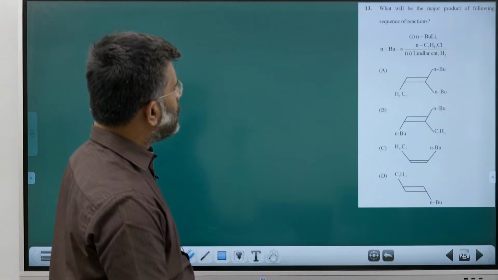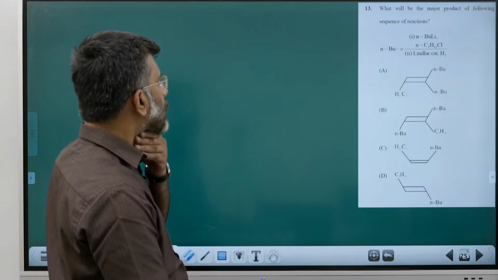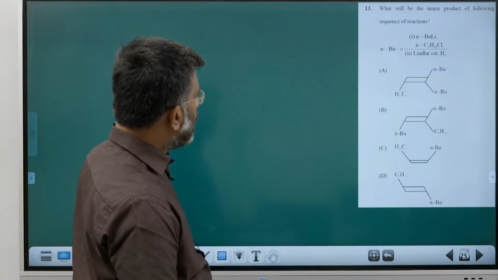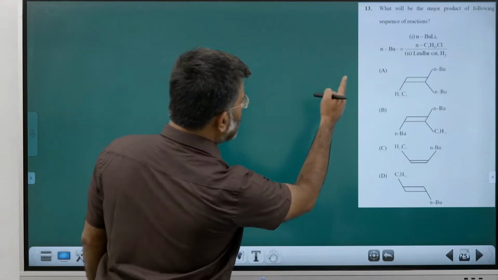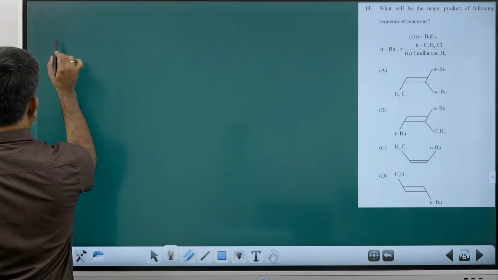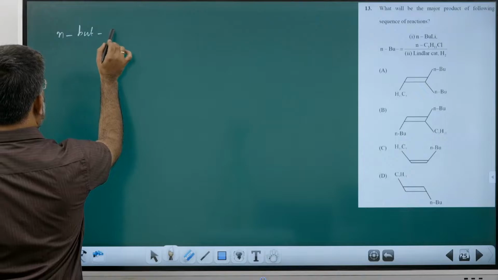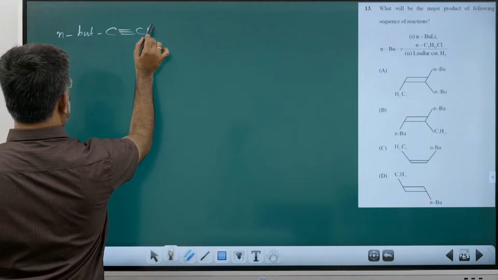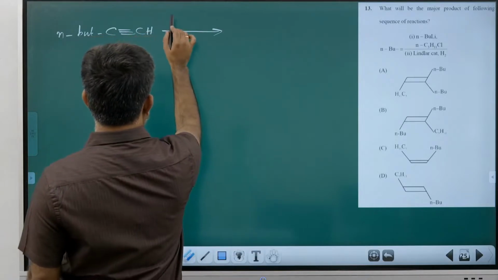What will be the major product of the following sequence of reactions? We are taking N-butyl ethyne. Yes, ethyne. So what is given is N-butyl ethyne, and that is treated with N-butyl lithium.